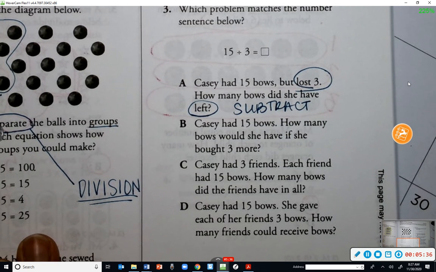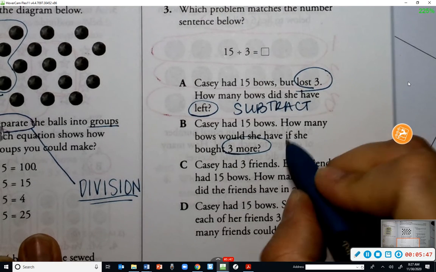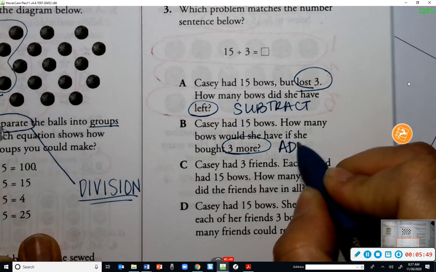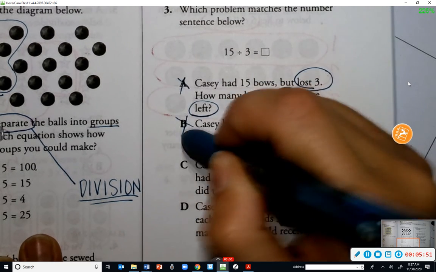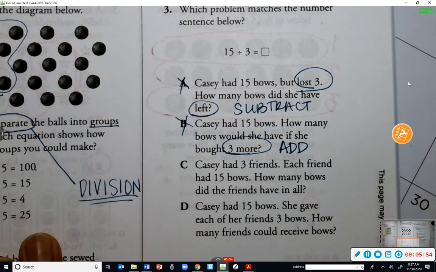Cassie had 15 bowls. How many bowls would she have if she bought 3 more? Addition. What does that sound like? Addition. Adding, good. She bought 3 more. That means I'm going to add 3. Okay? C. Gregory, you want to read C?